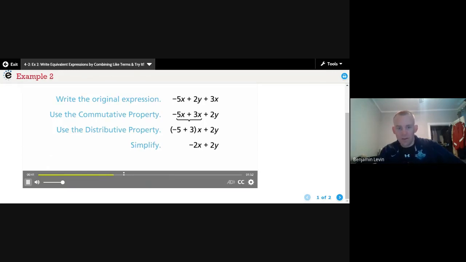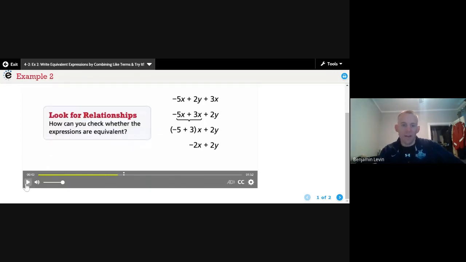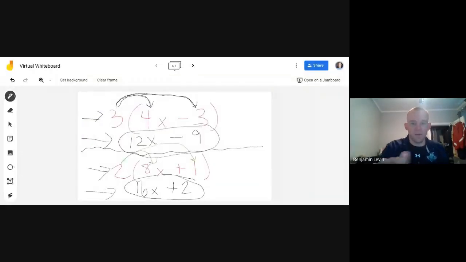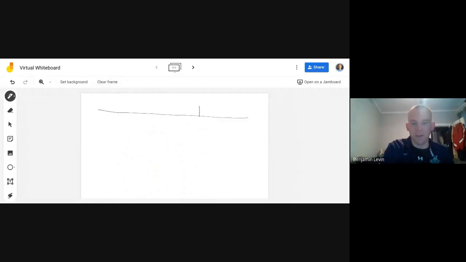Look for relationships. All right, they did it in slightly a different way than I would do it, but that way works too, right? I personally like to just look at that and I can think negative 5x plus 3x. So what's negative 5 plus 3? Well, it's negative 2. I can just go to a number line. If I can't figure it out, I could go to a number line and, you know, I'd make a number line and here's 0, negative 1, negative 2, negative 3, negative 4, negative 5.